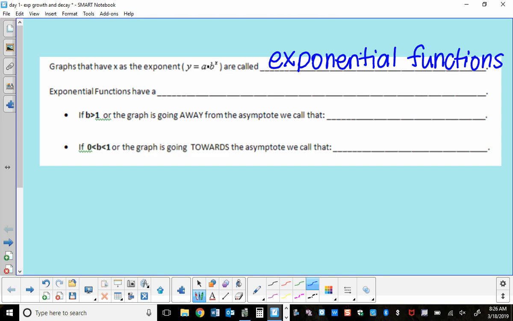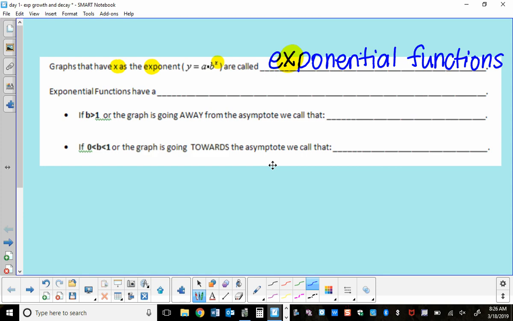Alright, graphs that have an x in the exponent are called exponential functions. What I like to think about, if you have a highlighter or you can just underline it, is that if there's an x in the exponent, as in there, it is an exponential function. You eventually have to decide whether it's an exponential or logarithm, and this is how we can tell if it's exponential. Okay, there's an x in the exponent. That's your hint for exponentials.